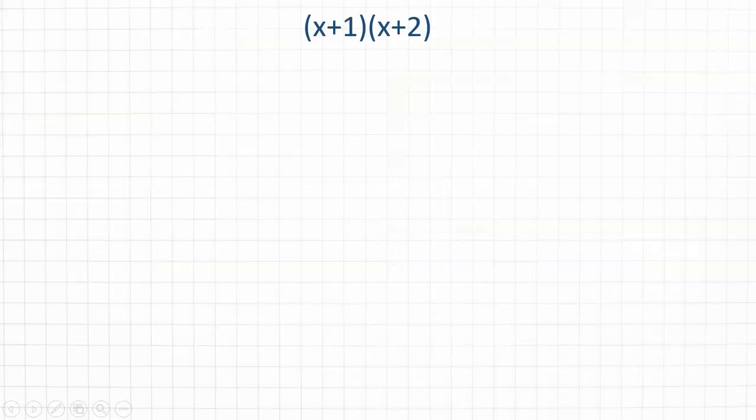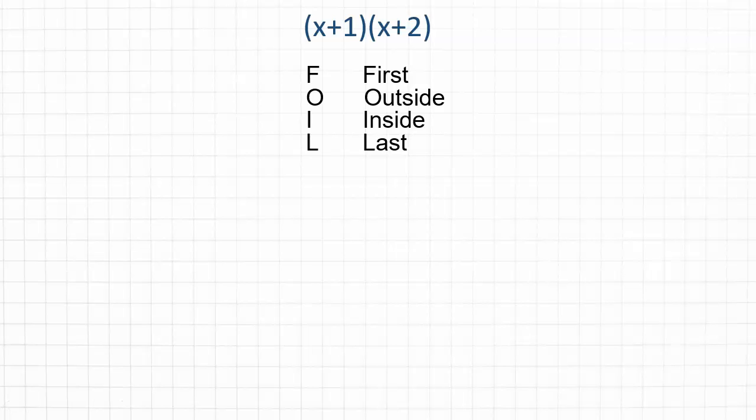Let's start with an example. x plus 1 in brackets times x plus 2 in brackets. The basic approach is that each term in the first set of brackets needs to be multiplied by all the terms in the second set of brackets. Therefore, all the possible pairs of terms must be multiplied. What I mean by all the possible pairs of terms is x and x, 1 and 2, 1 and x, and x and 2. The order doesn't really matter as long as all the possible pairs are multiplied.